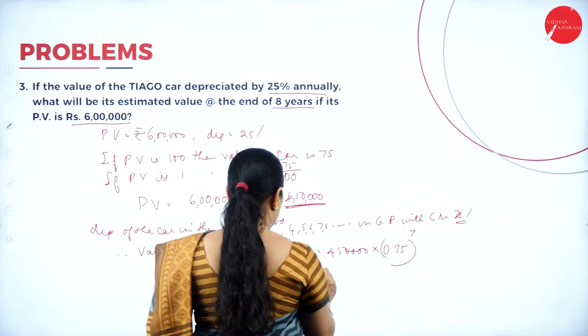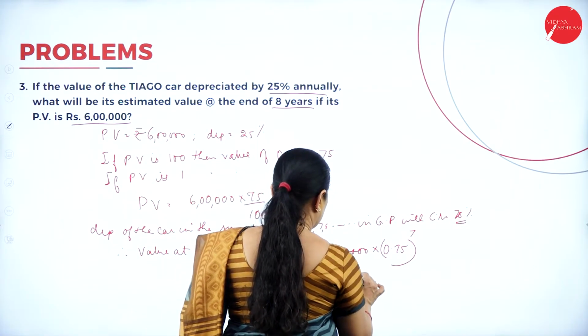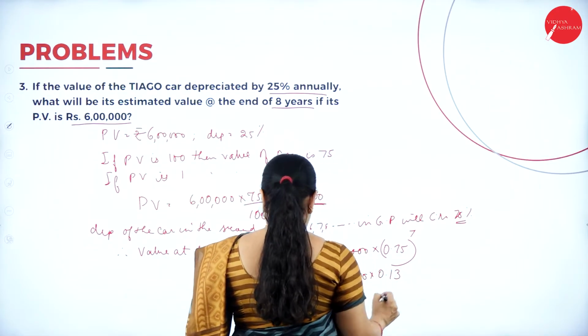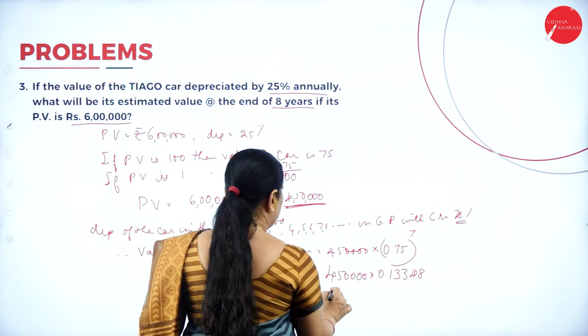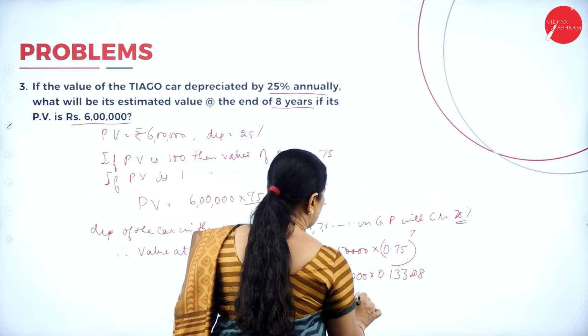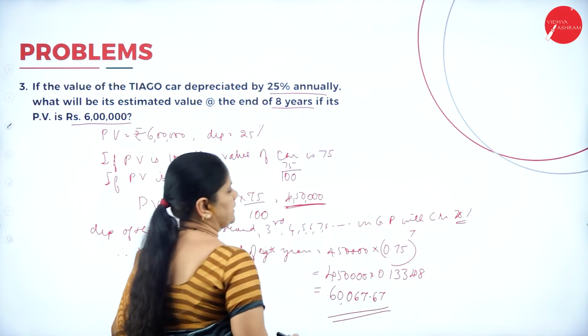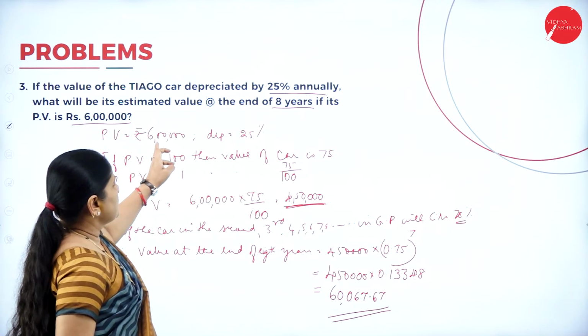So this will be equal to 4,50,000 into 0.13348. So this will be equal to 60,067.67 paisa. So the present value of the car is 6 lakhs.